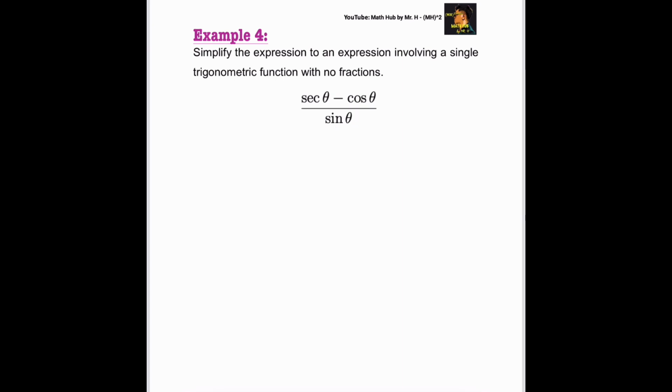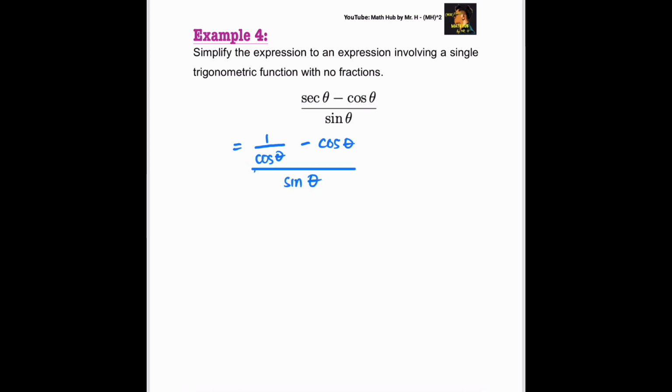All right. So again, one of the things that we can do is to convert to sine or cosine. All right. And it's clear that secant theta can be rewritten into 1 divided by cosine theta because of the reciprocal identity, right? Then we copy minus cosine theta divided by sine theta.